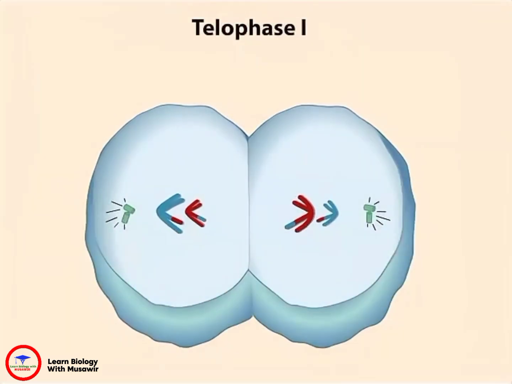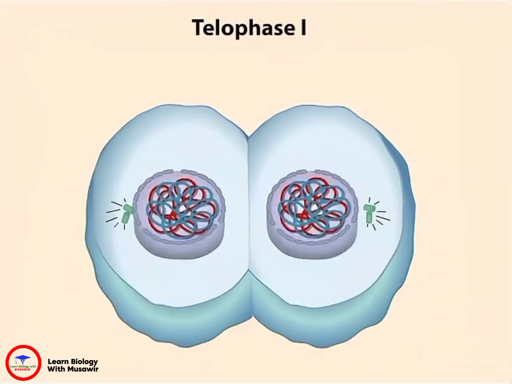In some species, telophase I occurs, a stage in which chromosomes decondense, nuclear membranes reform, and the cytoplasm divides in a process called cytokinesis. A short interphase period called interkinesis may then follow telophase I. Note that DNA replication does not take place during interkinesis.